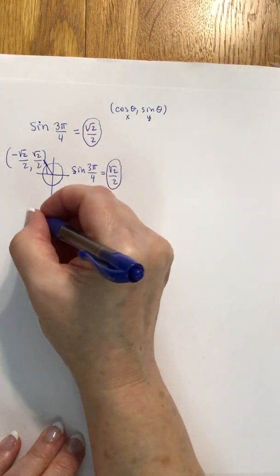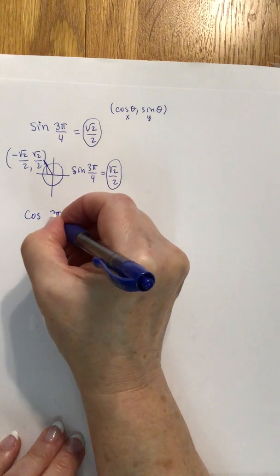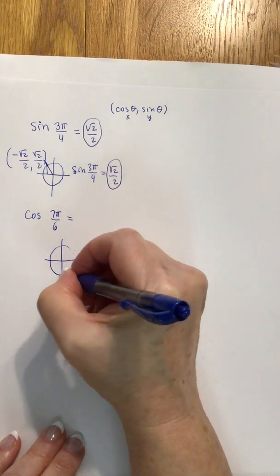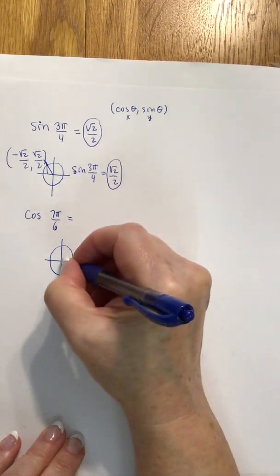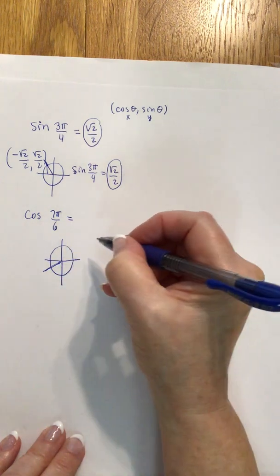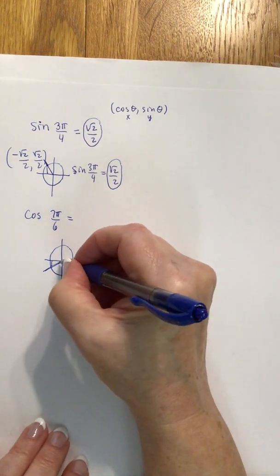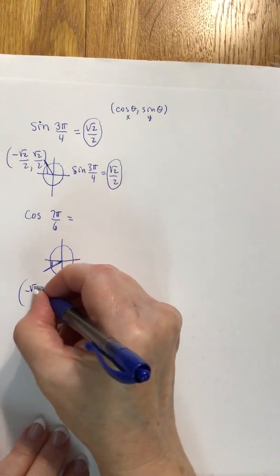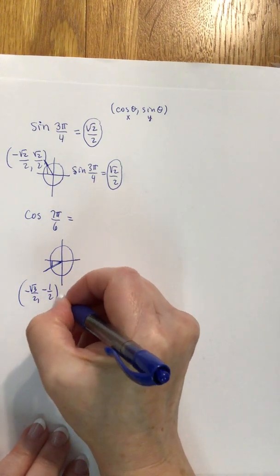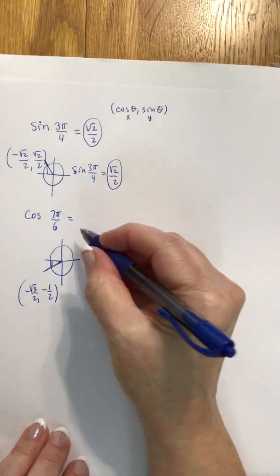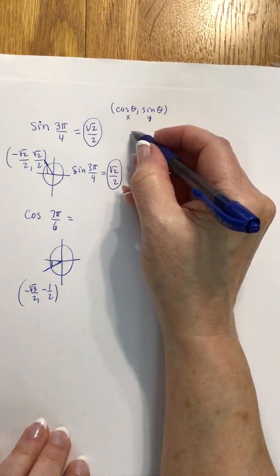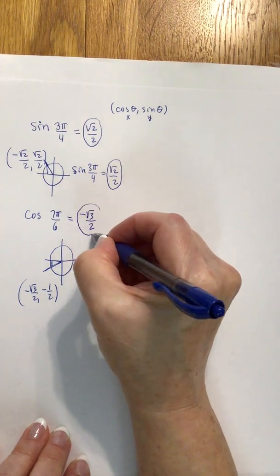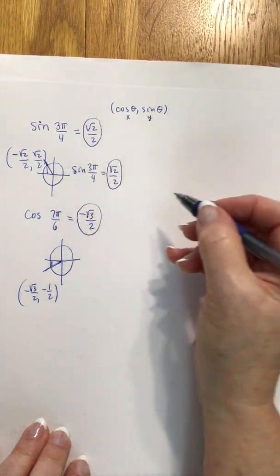Okay, let's try another one. Cosine 7 pi over 6. So again, we go to our unit circle and we find 7 pi over 6. 7 pi over 6 is in quadrant 3. So we know from unit circle, negative, negative. So I have negative square root of 3 over 2, negative 1/2 as my ordered pair. Since I'm looking for cosine, I know cosine is the x value. So I pull off the x value and I get negative square root of 3 over 2. That's my trig ratio for cosine 7 pi over 6.